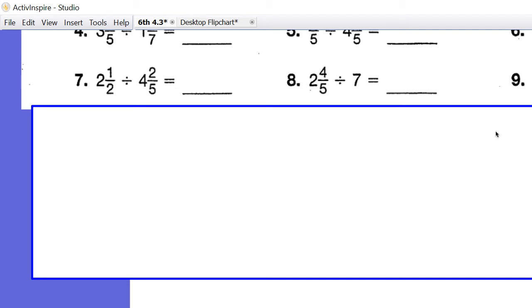2 times 2 is 4, plus 1 is 5. So that first term is 5 halves. Second term, 4 times 5 is 20, plus 2 is 22. It's 22 fifths. The second step is to then multiply by the reciprocal. The reciprocal of 22 over 5 is 5 over 22.